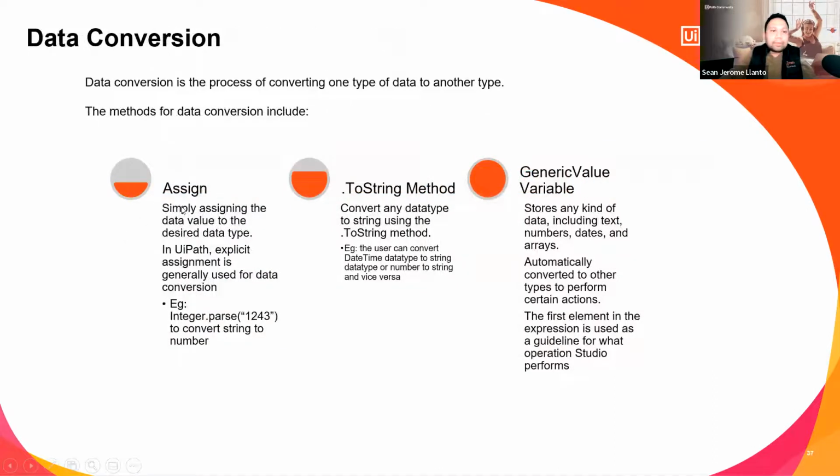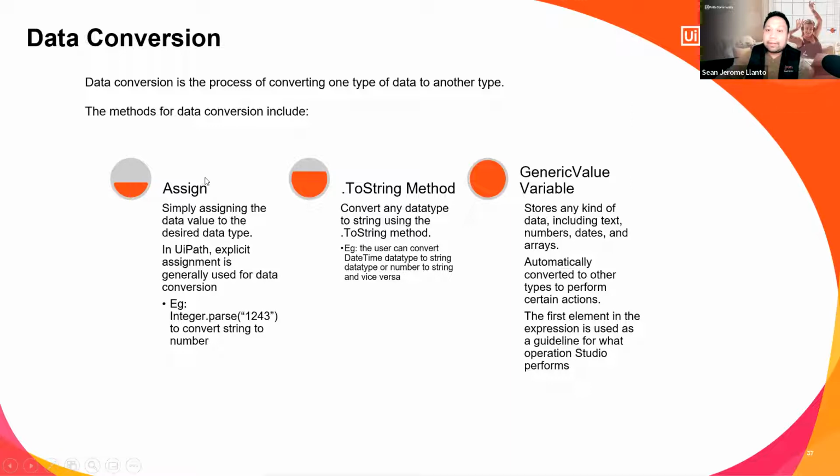If we are talking about variables, typically what you are doing is you're using assign. Assign is an activity in UiPath. It is used to convert the data from one variable type to another. If we are working with other variables, let's say you're using integers and you would like to convert the data type into a string, typically you use a .ToString method.